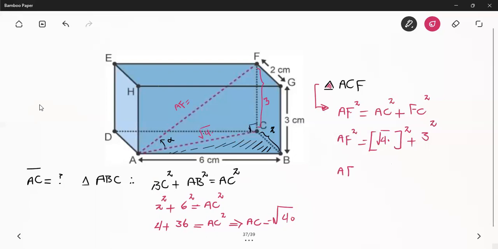Then AF equals the square root of the square root of 40 raised to the power 2, how much is that? 40 plus 9. Then we say AF equals how much? That's right, 7 centimeters. Then now we have AF as 7.